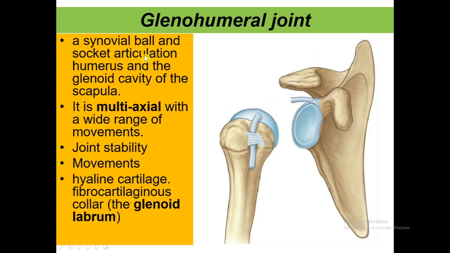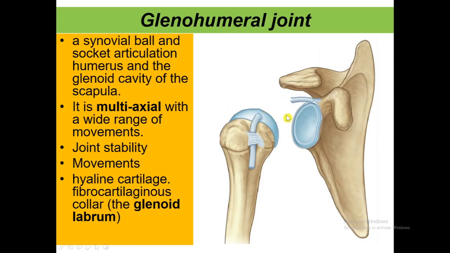For the movement, it is a synovial ball and socket joint between the head of the humerus and the glenoid cavity of the scapula. Multi-axial with a wide range of movement. The joint stability is provided by the ligaments and also supported by the rotator cuff muscles. The shallow glenoid cavity and the round head of the humerus provide great mobility at this place.